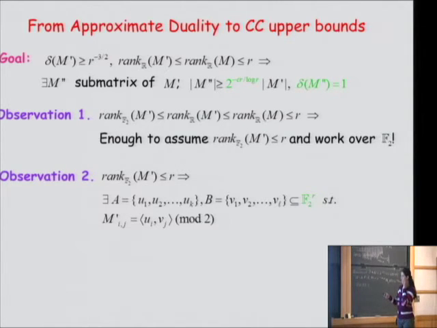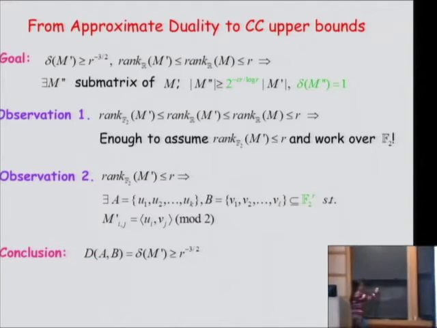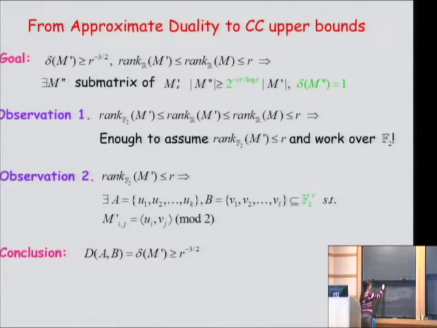And so why do these observations help us? The key for understanding this is to notice that the discrepancy of M prime is the duality measure of these sets of vectors A and B. K is the number of rows in M, and L is the number of columns in M. It's just the dimensions of something. This is a K times L matrix, this is a K times R matrix, and this is an R times L matrix. The rows here are the elements of A, and the columns here are the elements of B.